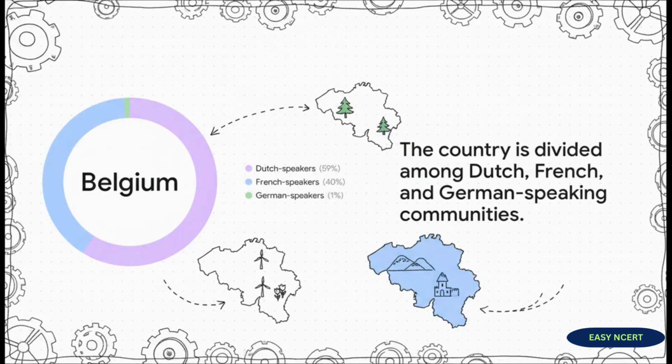And when you look at the numbers, you really see that complexity. About 59% of the people speak Dutch, mostly in the Flemish region. 40% speak French, and they live in the Wallonia region.